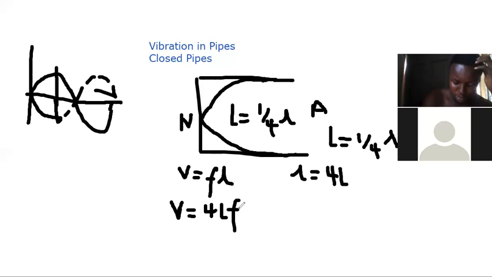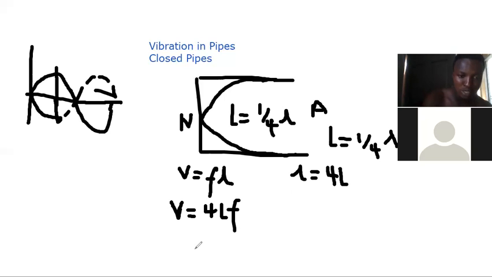Now, where F is the fundamental frequency. With the fundamental frequency, we can also decide to make it F naught so that we don't confuse ourselves, so that when we are doing the first overtone and the second overtone, we can call them F1 and so on. So let's say the fundamental frequency in the closed pipe is F naught.